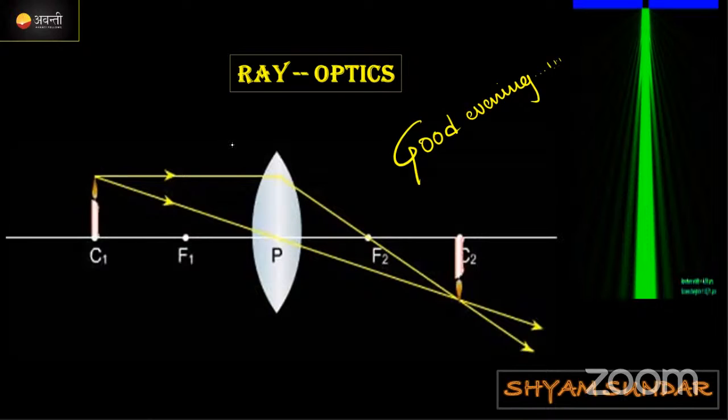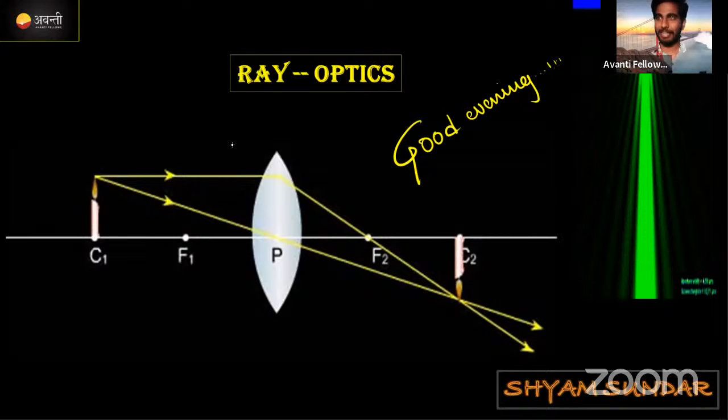This is the second class of ray optics. In the last class, we discussed reflection through the plane mirror, the regular reflection, and I just revised the topics covered. Then we discussed the deviation through the plane mirror. Deviation for a single mirror we also discussed. For that, we got the deviation delta equal to 180 minus theta.